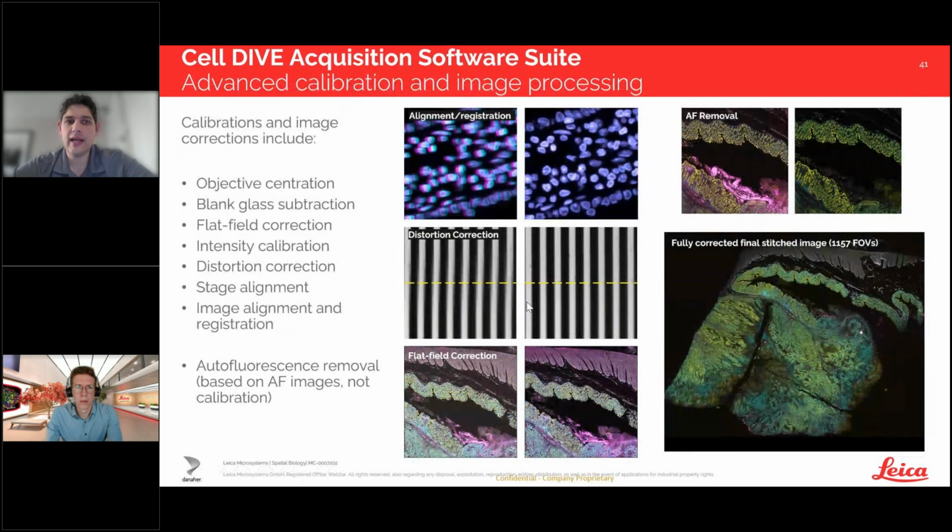These are some of the calibrations and image corrections that the CellDive will perform automatically using its software systems, such as objective centration, blank glass subtraction, flat field correction, intensity calibrations, distortion correction, stage alignment, image alignment, and registration, as well as autofluorescence removal. The end result is that when you've performed your biomarker imaging for all your biomarkers, you have fully corrected final stitched images that require no further user intervention to process.